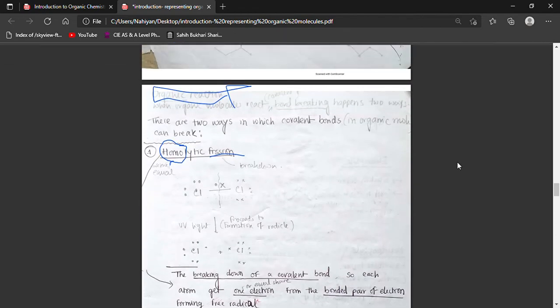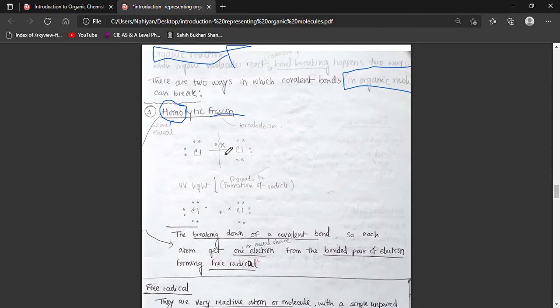So today we'll look at two types of organic reactions. Not organic reactions, but how organic compounds usually break in two types of ways. There are two ways in which covalent bonds in organic molecules, it's very important, can break. First of all, we have homolytic fission.